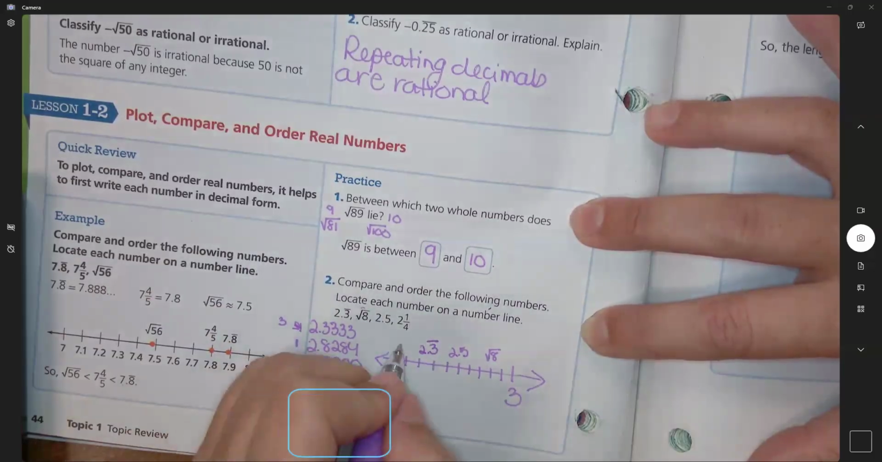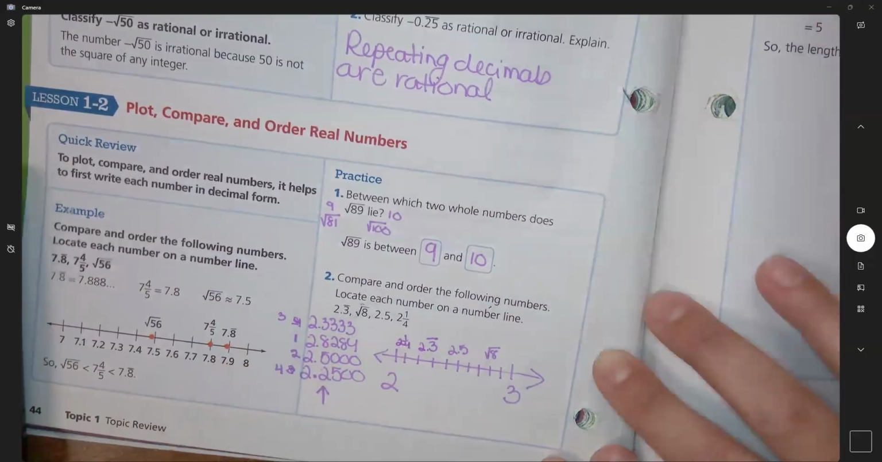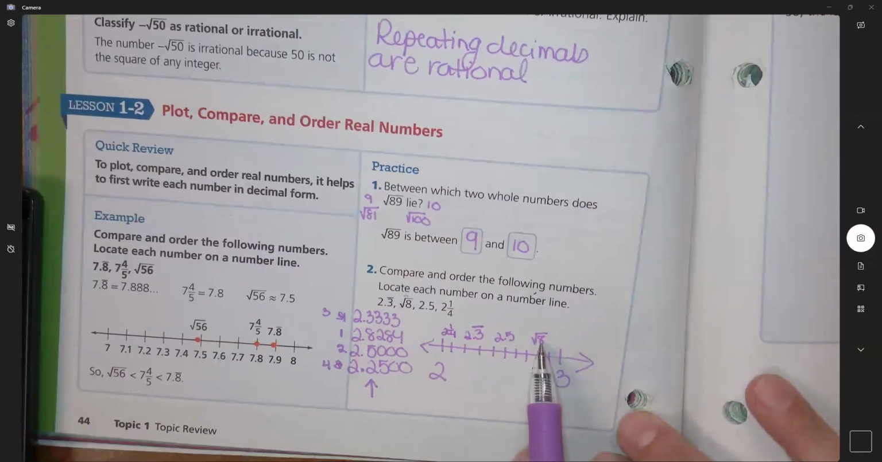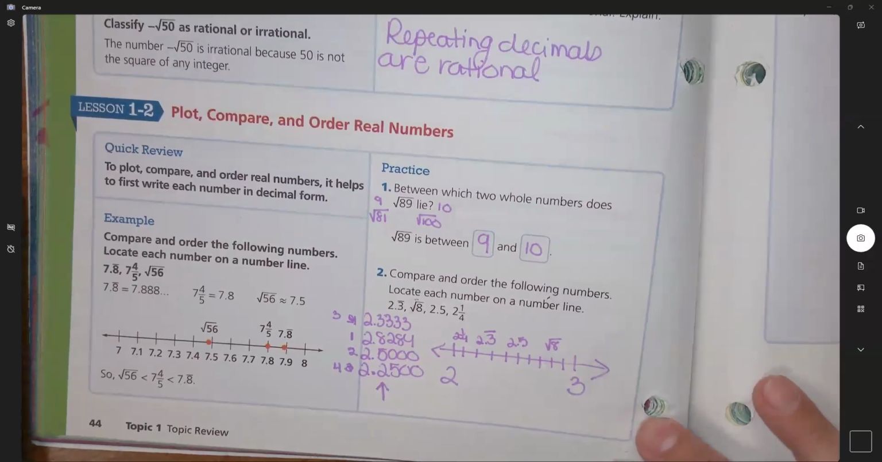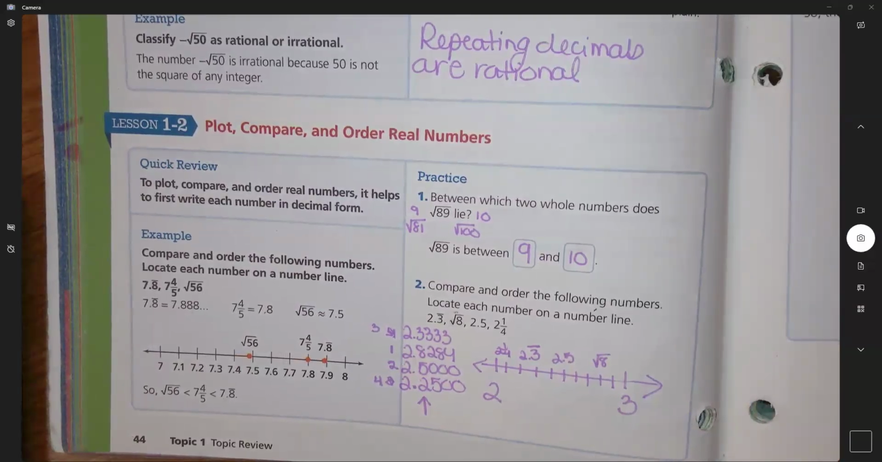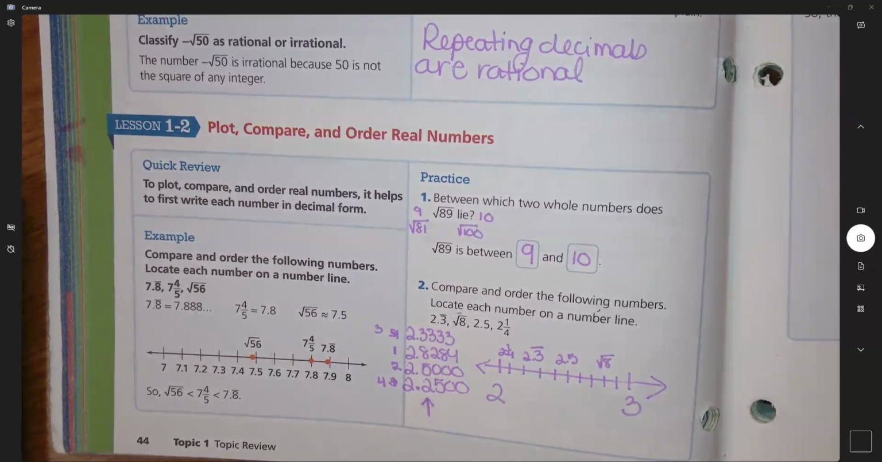Repeating, and then 2 and 1/4. Sorry, here we go. Okay. If they told you to order them from greatest to least, this one would be the biggest. They said least to greatest. This one would be the smallest, and you would go that way. Make them into decimals. And also double check your work so you don't make a boo-boo like I did. But I fixed it, so we're good.